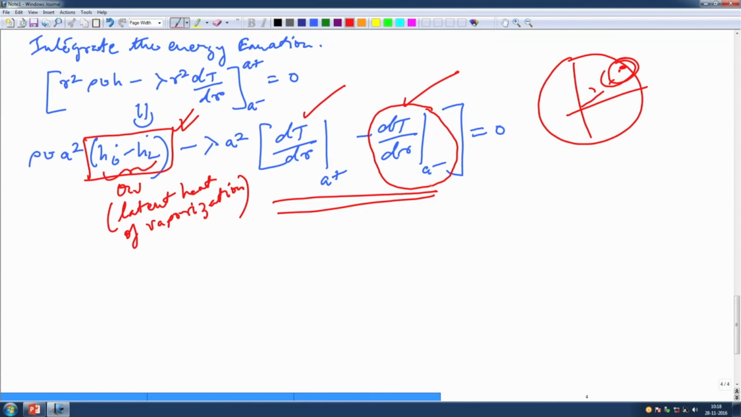Now, here is where we are going to make an assumption. Now, this temperature gradient, if you think about originally what we did, A minus is almost equal to 4/3 pi A cube rho L CL.